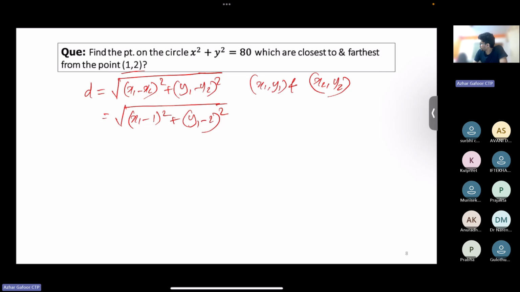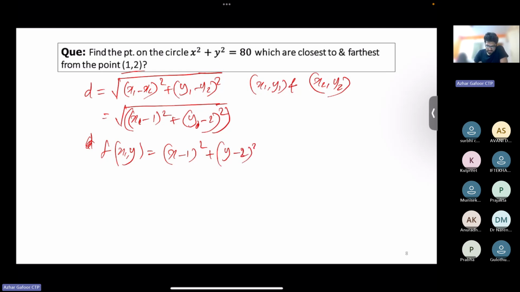So let's see how we can write this. Even if we take the square root of this function, our objective will not change. Whatever is inside the square root is what we need to work with to find the solution. So we can write our function f(x, y) is equal to (x minus 1) whole square plus (y minus 2) whole square.